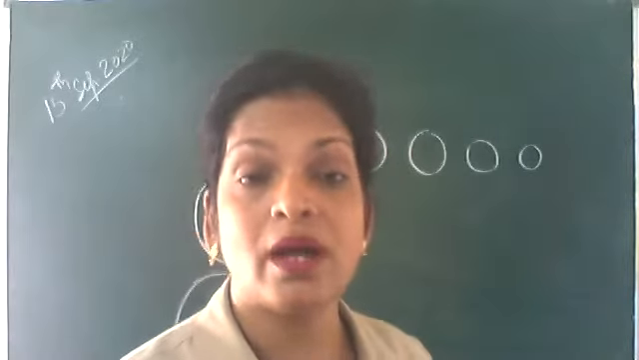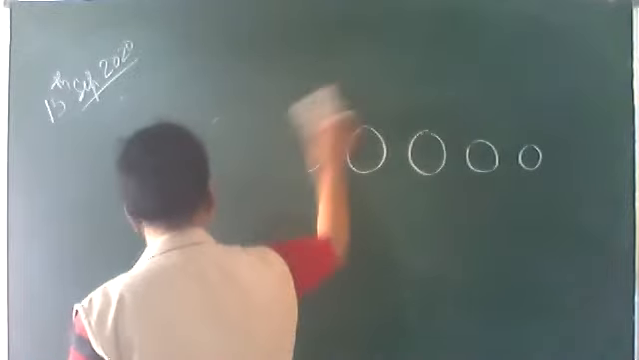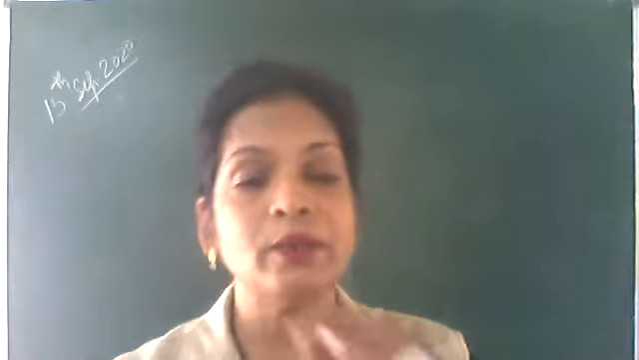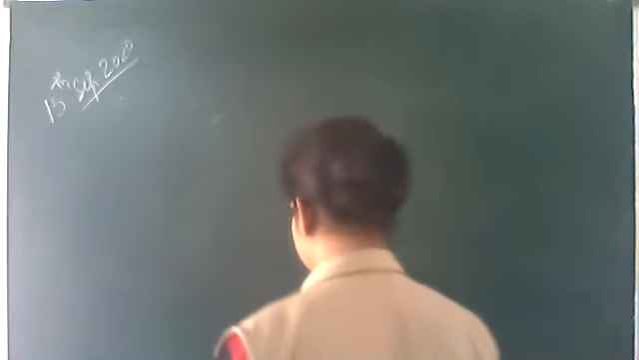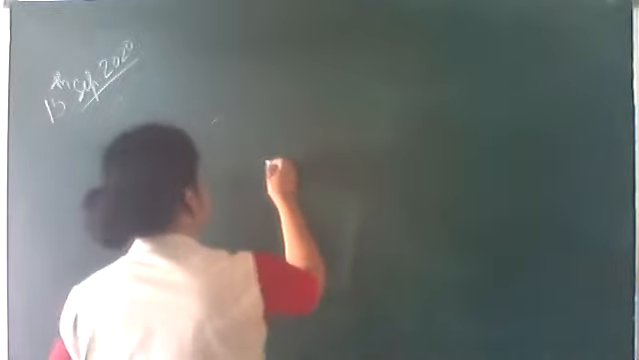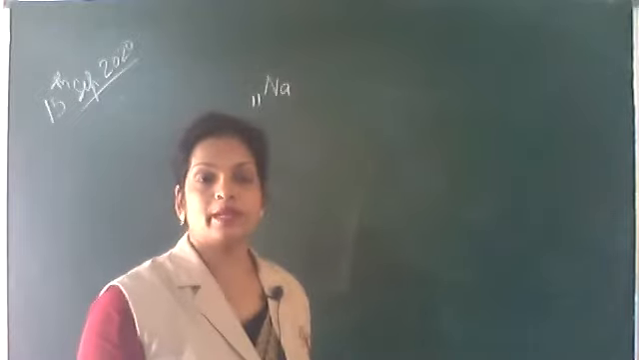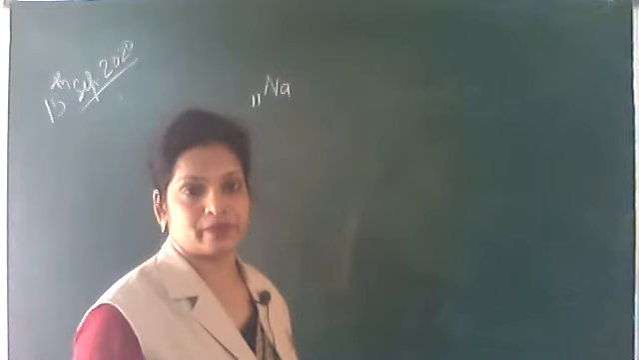Now we move to ionic radius. What is an ion? From a neutral atom, when one electron is removed, we get a cation. To a neutral atom, when an electron is added, we get an anion. So you consider sodium with atomic number 11. What is the atomic number of sodium? 11. That means 2, 8, 1. Bohr model.